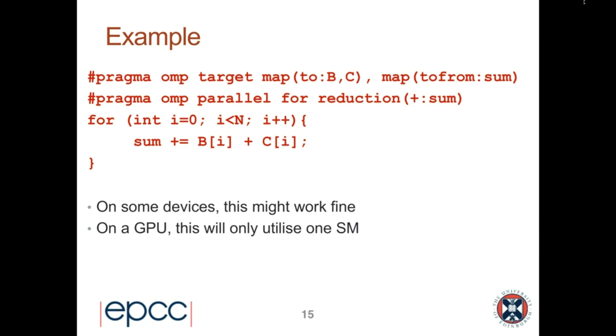Okay, so go back to an example. With offloading this loop, you could just try parallelizing that loop in the regular way that you would do in OpenMP. So inside the target region, you would have hash pragma omp parallel for with the reduction operation on some variable. In principle, on some devices, that might work fine. But on GPUs, the parallelism is restricted to within one SM, which is probably not much use to anybody.